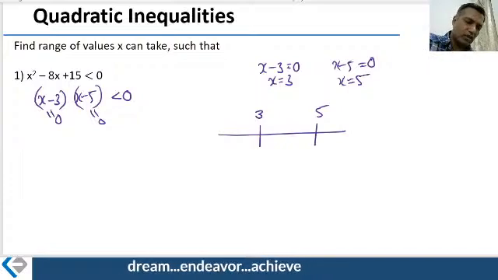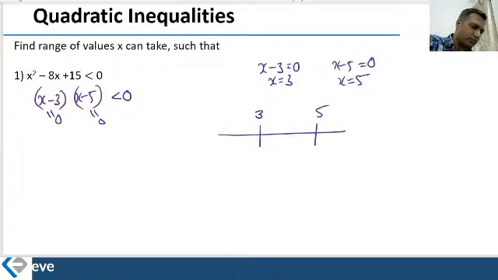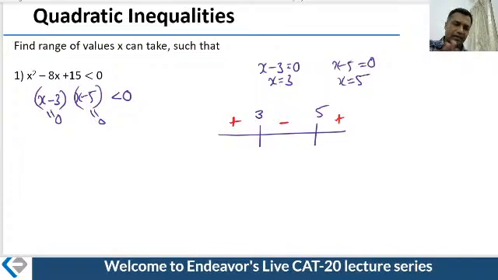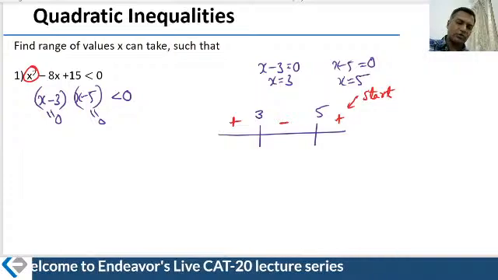Then you will go ahead. This is independent of whatever you do. You simply say that this is positive, this is negative, and this is positive. That's it. You simply write it there. Why? Because you know that the coefficient of x square is positive. Start here. Write positive, negative, positive.